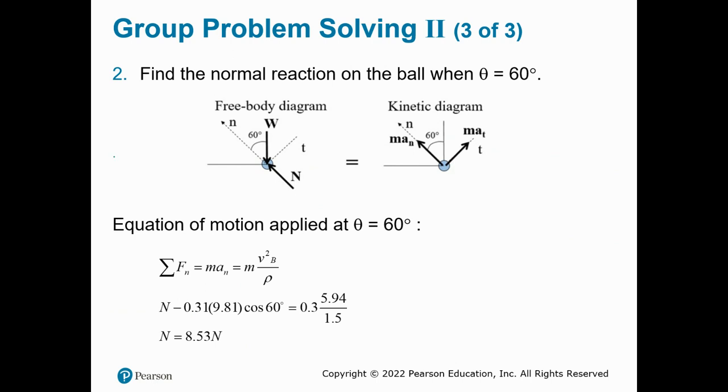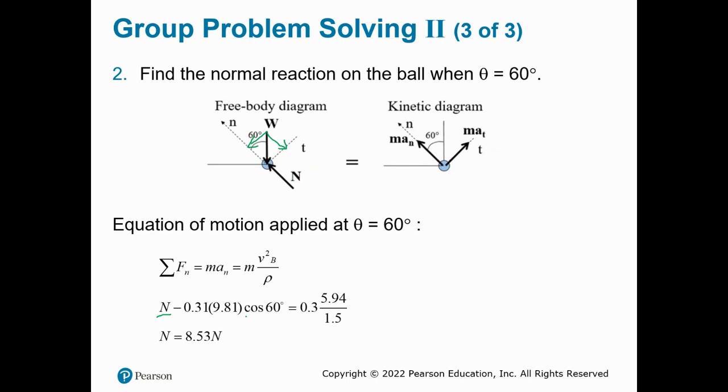And then we're going to draw our free body diagram. You only have two forces, the weight and the normal force. And then I am breaking the kinetic diagram into MAN and MAT, the tangent direction and normal direction. In the normal direction, you have m vB squared over rho. For the forces, you have the normal force this way, and you have the weight, which you can break into two different directions, one perpendicular to the normal force, one tangent to it.